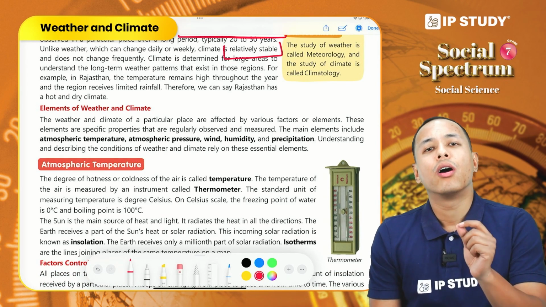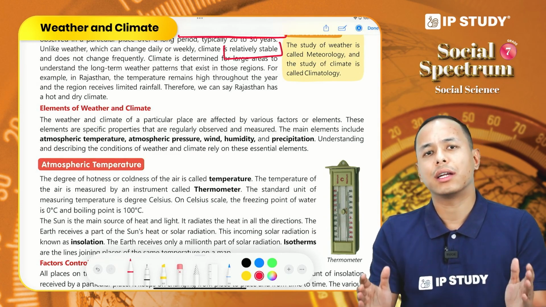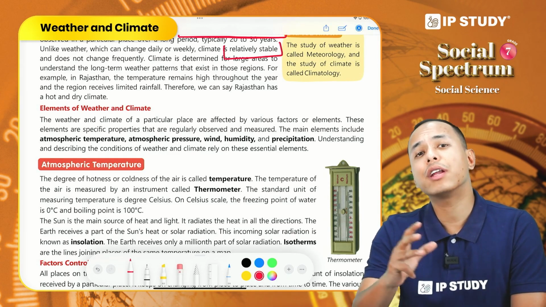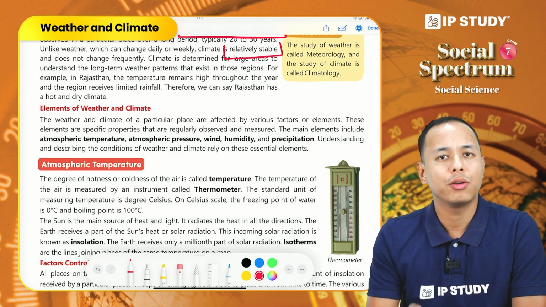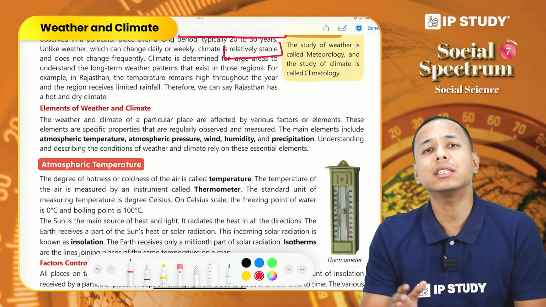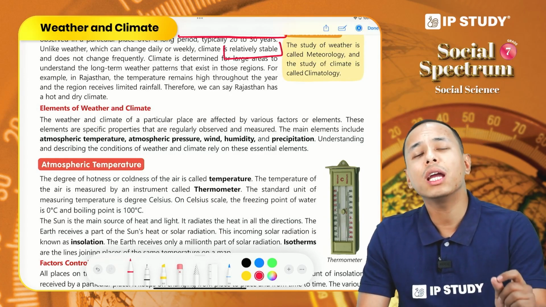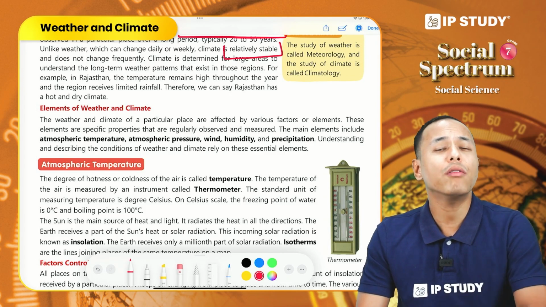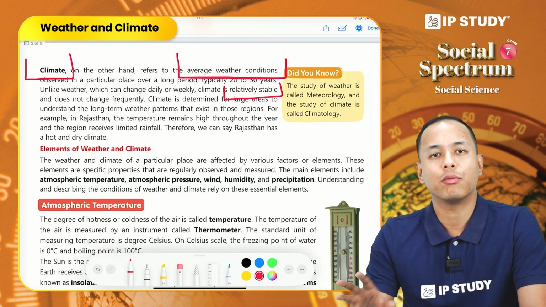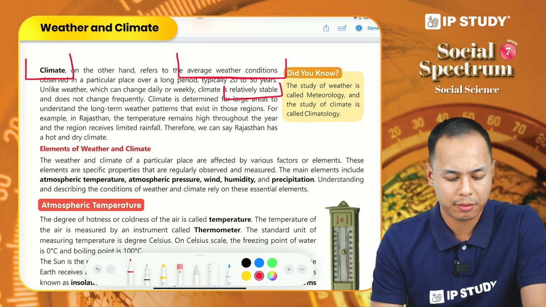For example, the climate of Rajasthan. We know that the climate of Rajasthan is hot and dry. But how have we come to this conclusion? Because we know the average weather pattern of Rajasthan: the temperature is mostly hot and the amount of rainfall is very less. So we have come to the conclusion that the climate of Rajasthan is hot and dry. So weather changes rapidly, whereas climate does not change rapidly.